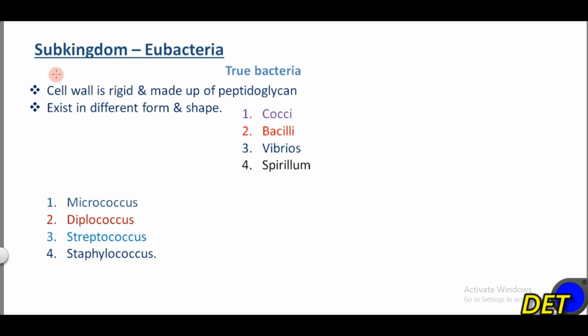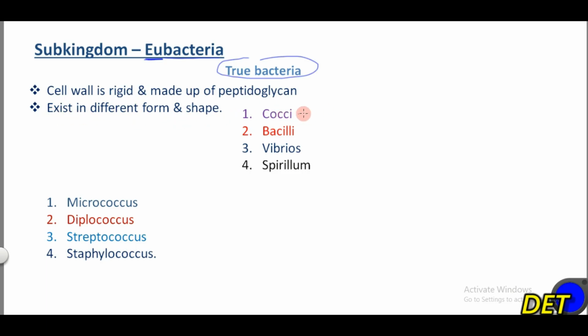So, having covered that, let's look at the subkingdom Eubacteria. The subkingdom Eubacteria are also referred to as the true bacteria. Eu means true, bacteria, right? So Eubacteria are true bacteria. Their cell wall is rigid and made up of peptidoglycan. We mentioned that before. And the Eubacteria exist in various shapes and forms.